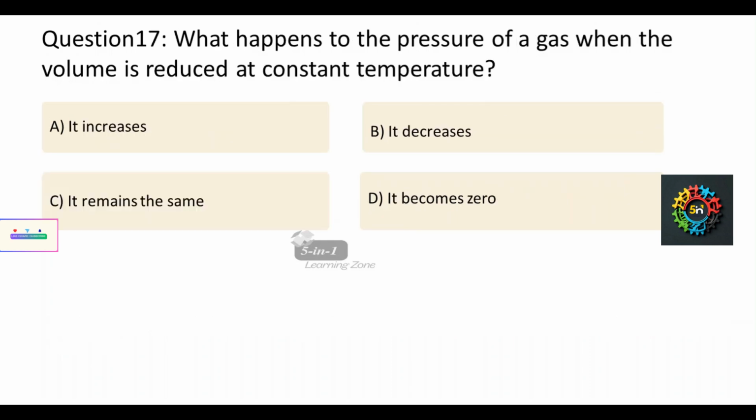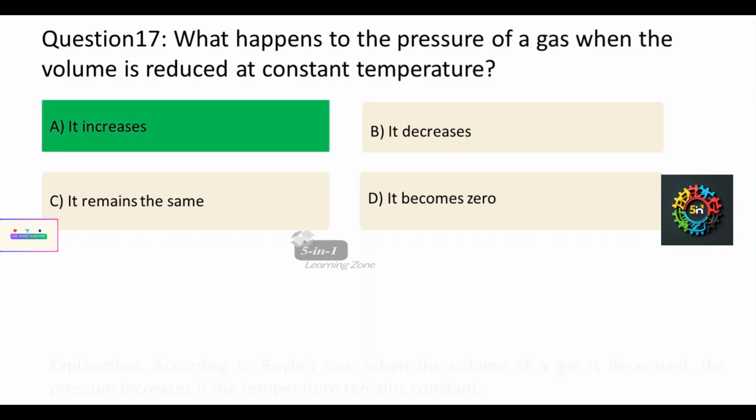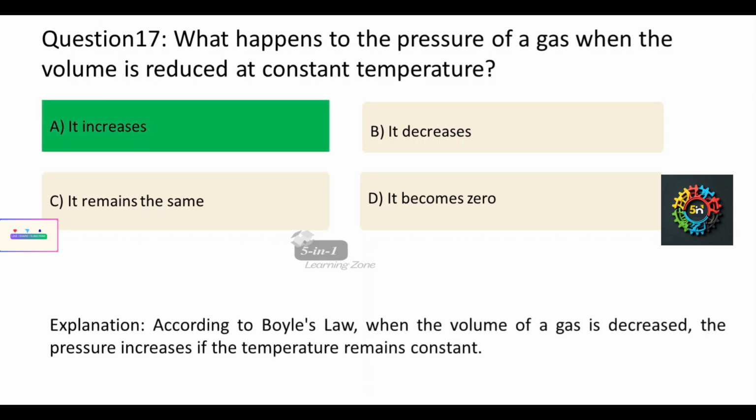Question 17. What happens to the pressure of a gas when the volume is reduced at constant temperature? Correct answer: A. It increases. Explanation: According to Boyle's law, when the volume of a gas is decreased, the pressure increases if the temperature remains constant.